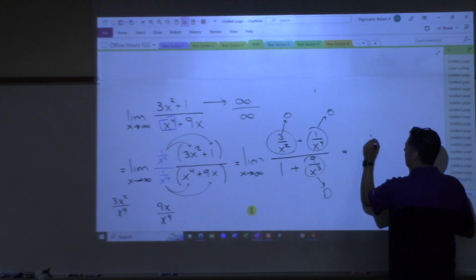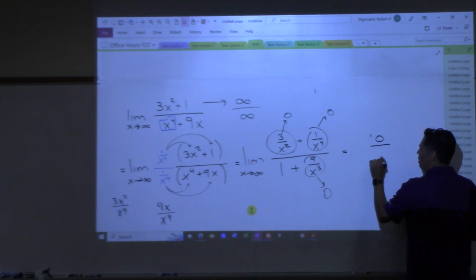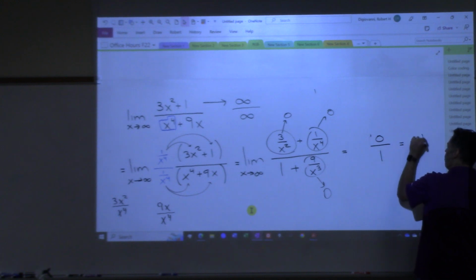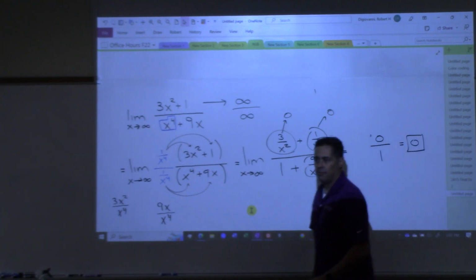And now on top, I'm left with 0 plus 0, which is 0. And on the bottom, 1 plus 0, which is 1. And 0 divided by 1 is 0. So our answer is 0.